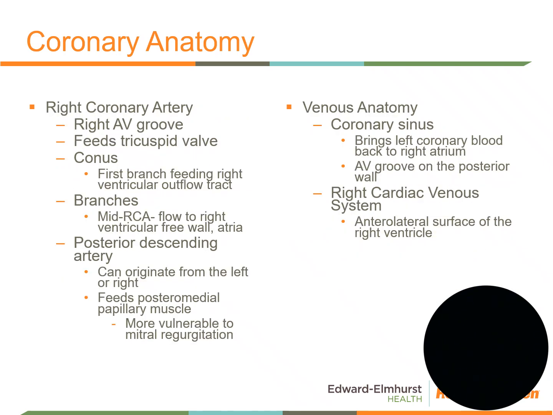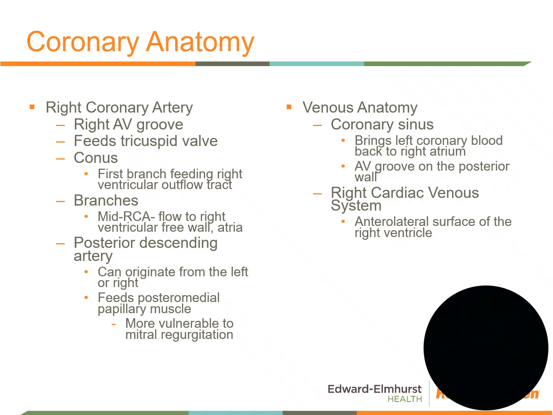Your right coronary artery sits in that right AV groove. Think about the circumflex sitting in the left AV groove and the right coronary artery fitting in the right AV groove. It feeds your tricuspid valve, and there is occasionally a conus branch, the first branch that feeds off of the right ventricular outflow tract. That is a branch that we occasionally will cannulate, and oftentimes if we cannulate that conus branch, watch for VFib, speaking from experience. Your mid-RCA will flow to the right ventricular free wall and the atria, and your PDA is often coming off of the right.